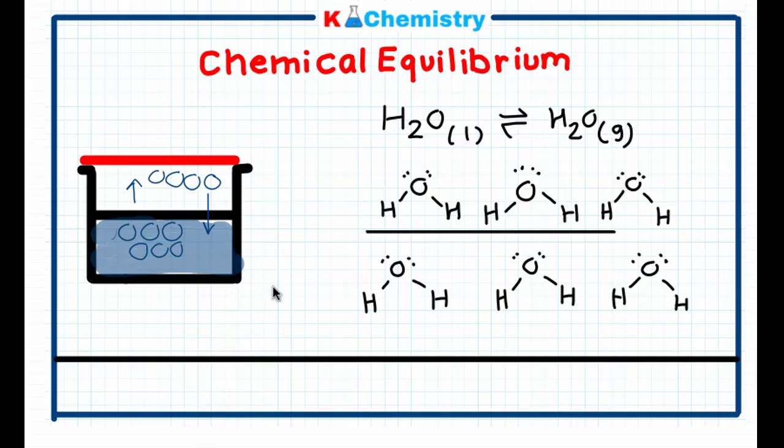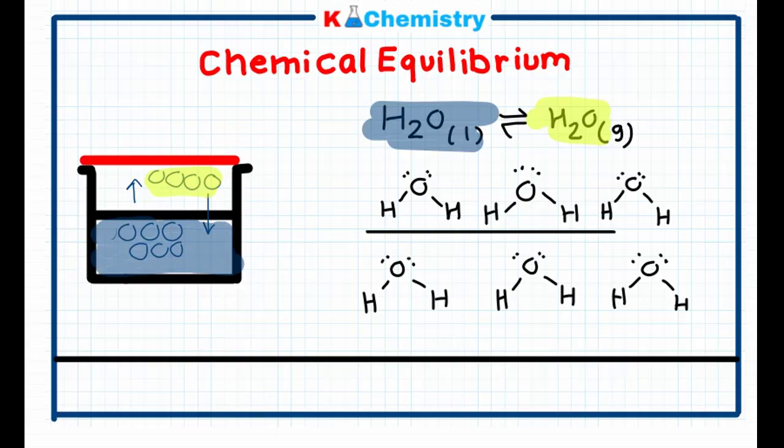To represent these two processes, the evaporation and the condensation, we can show liquid water on the left. So this is the liquid water, and we will draw it with the same color. And the gaseous water, we'll imagine that these are the molecules on the right. So in the forward process, going from the left to the right, liquid water turns into gaseous water.